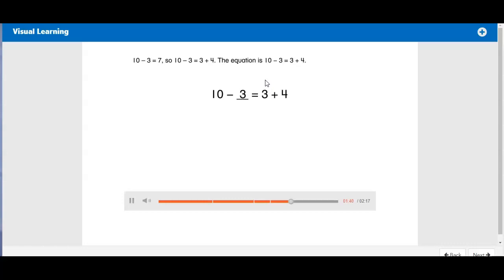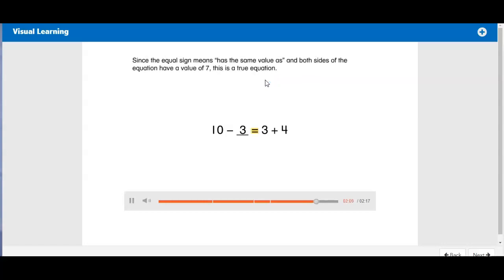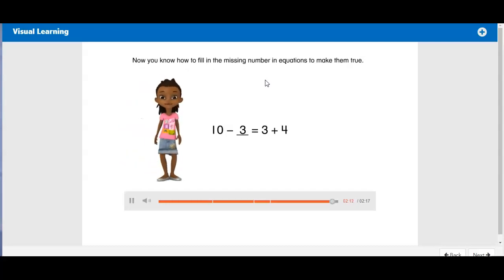So 10 minus 3 is equal to 3 plus 4. How could you explain to someone else that this equation is true? Since the equal sign means has the same value as, and both sides of the equation have a value of 7, this is a true equation. Now you know how to fill in the missing number in equations to make them true.